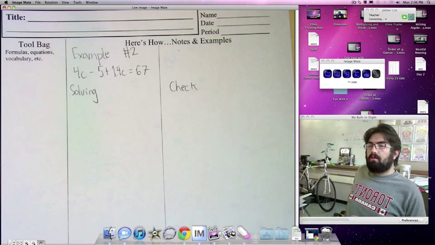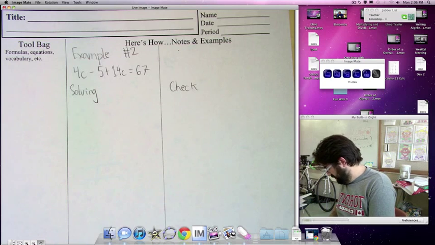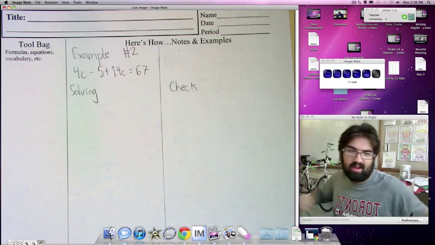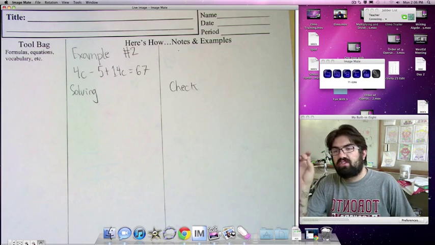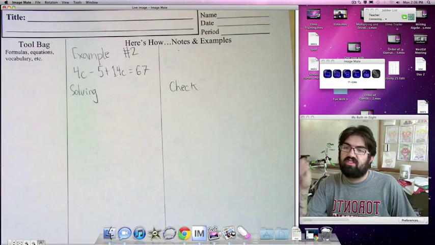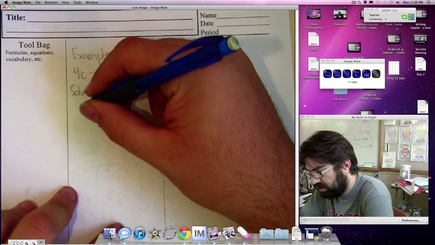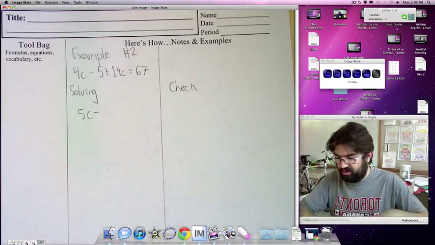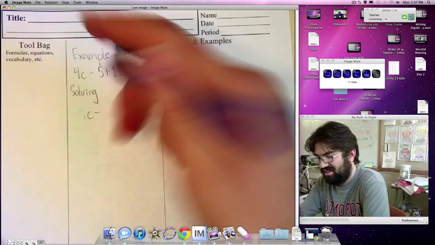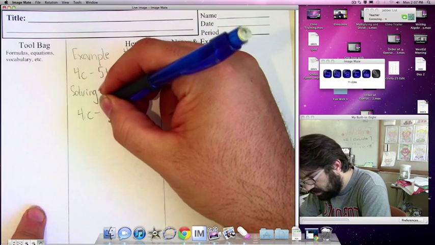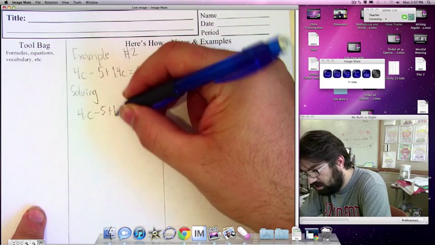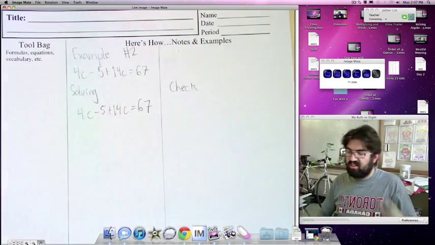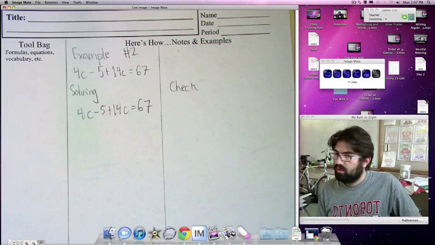Example number 2. 4c minus 5 is equal to, I apologize, my cell phone turned off. Now, 4c minus 5 plus 14c is equal to 67. Let's do it. 4c, not 5c. Apologize. Equals 67, okay? Let's go for it.